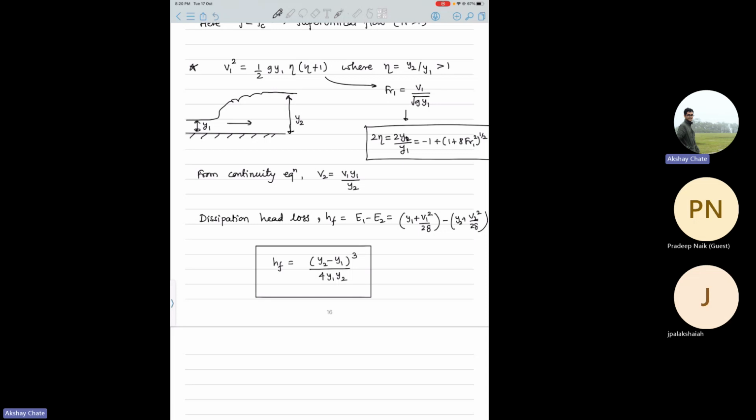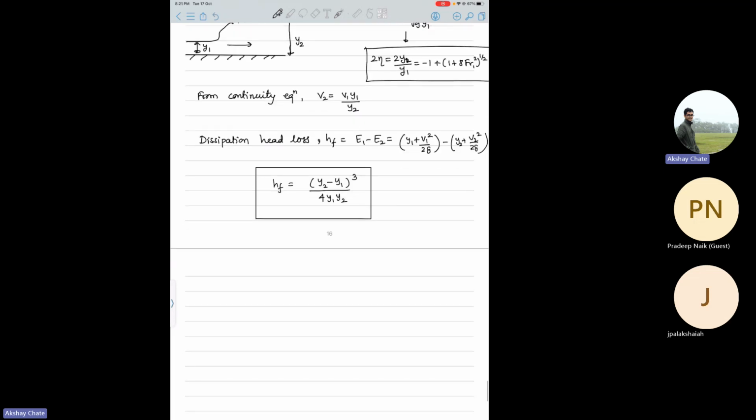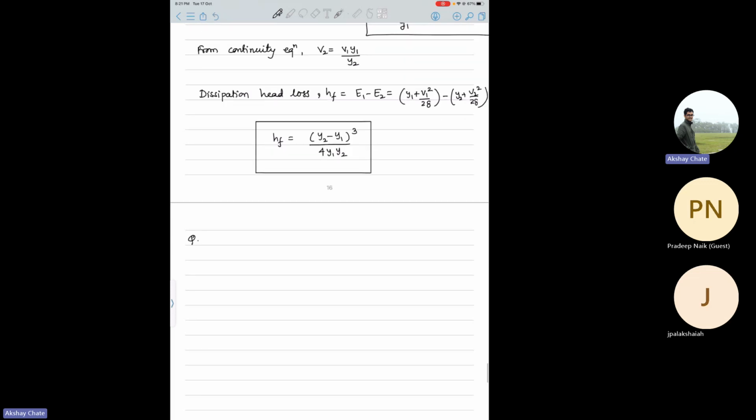Okay. So we'll take one problem and we'll stop here because we are running out of time. But I think this is an important problem. It will cover almost all the cases. So you have a wide channel with this flux, or Q by B, as 10 meters square per second, and y1 is 1.25 meters.